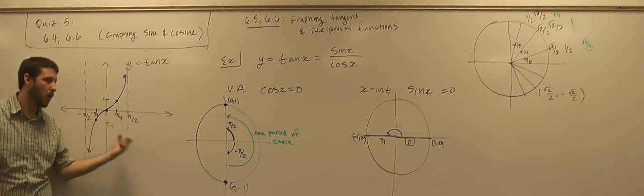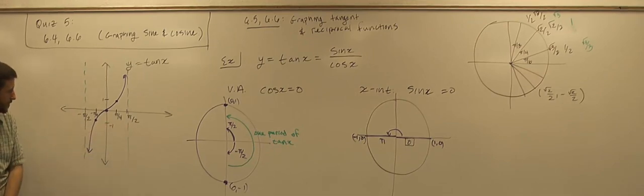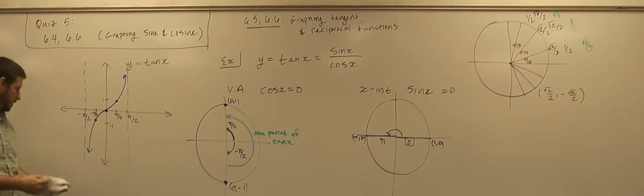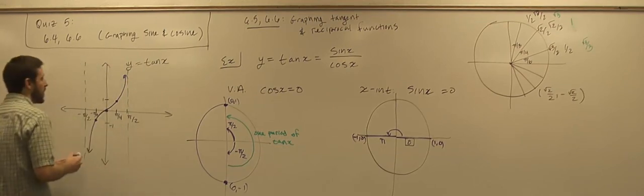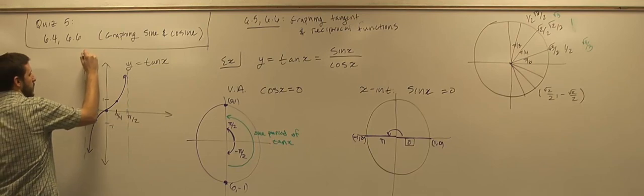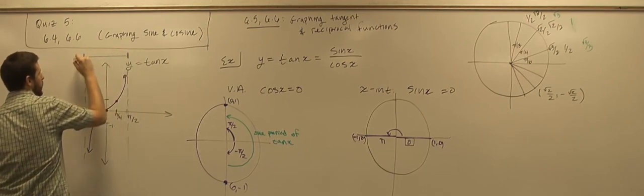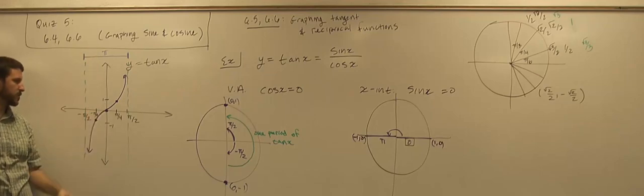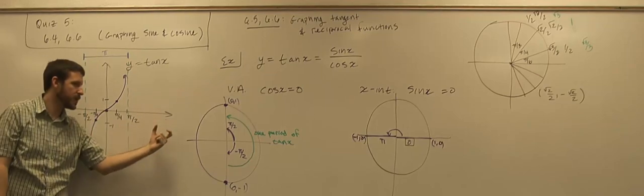Technically speaking, this isn't the whole graph of tangent. Right? This is only one period, because I've only gone from negative pi over 2 to pi over 2. But that's a distance of pi, so this is one period. What would I have to do, though, if I wanted another period?